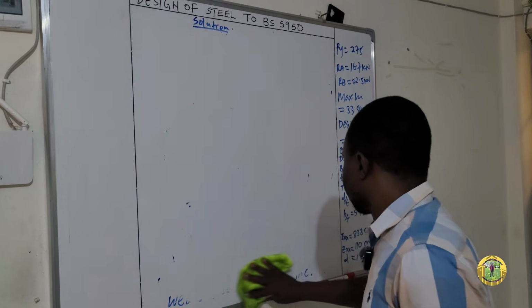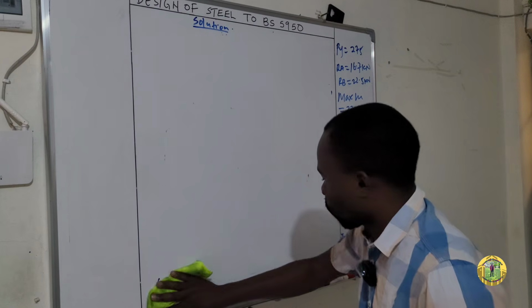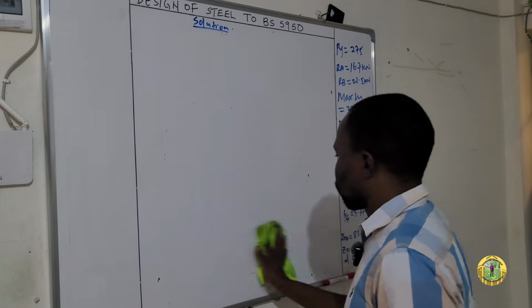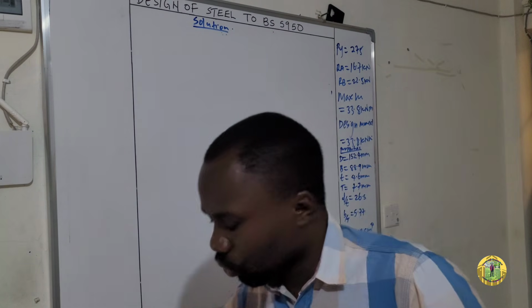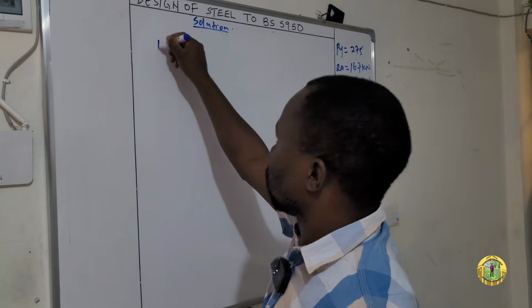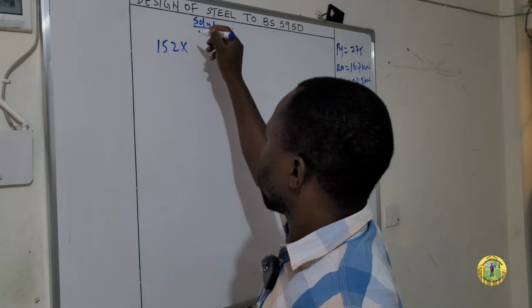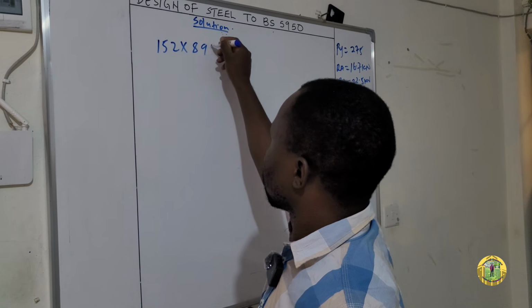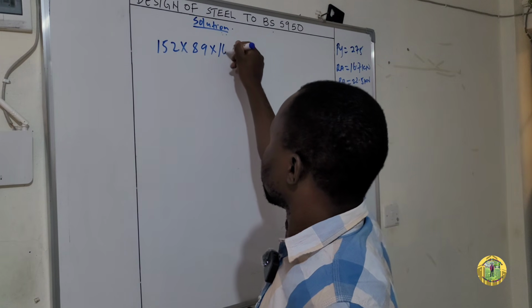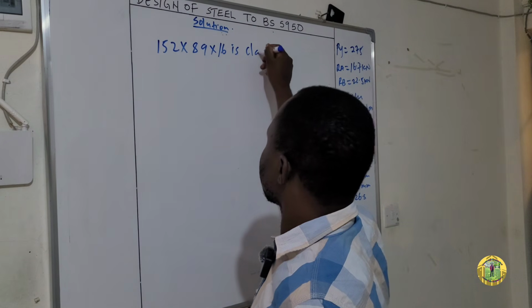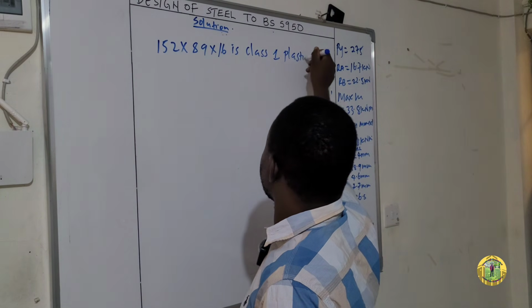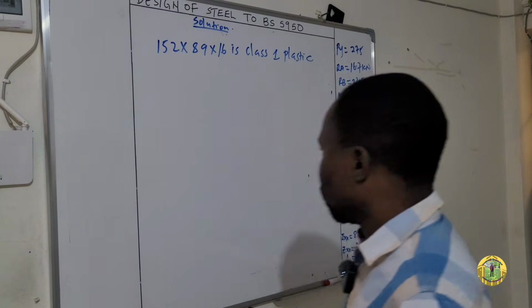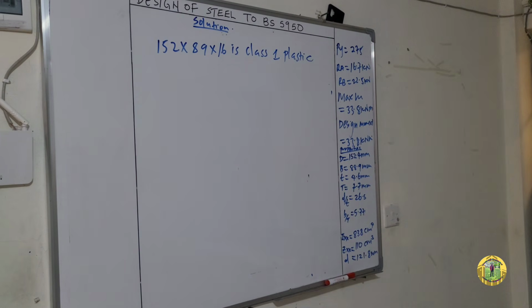Then you will say the section, which is 152 by 89 by 16, is class 1 plastic, like that. Then after that, we now proceed to what we call the shear strength.